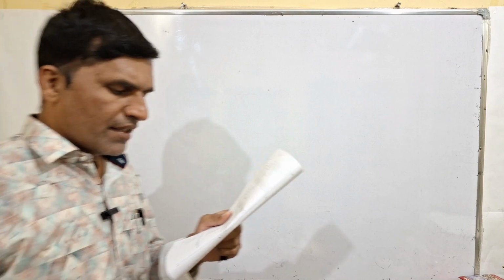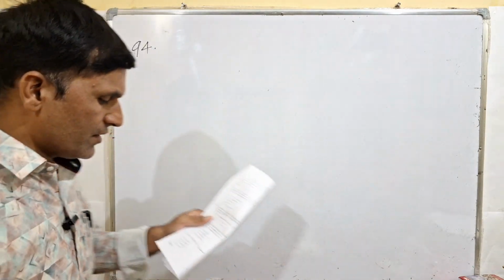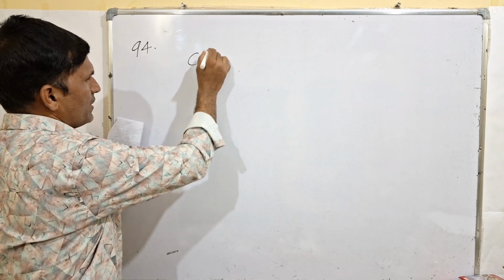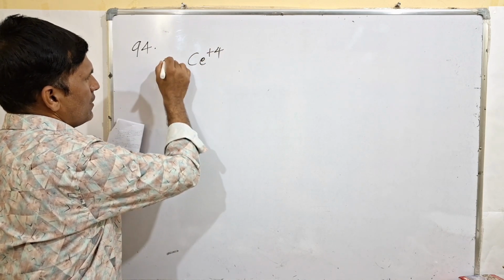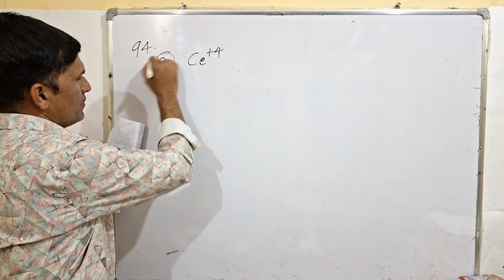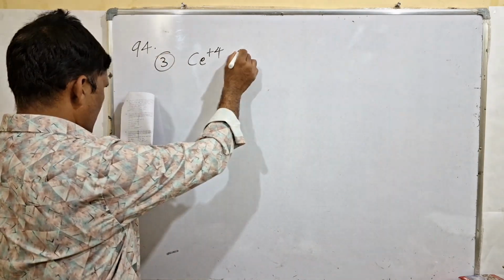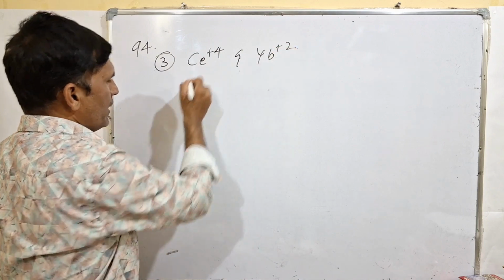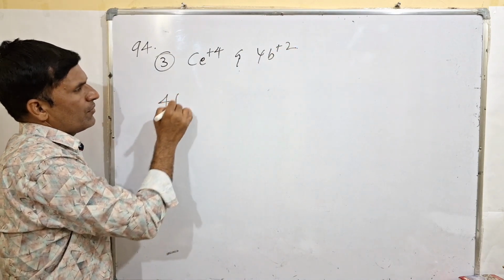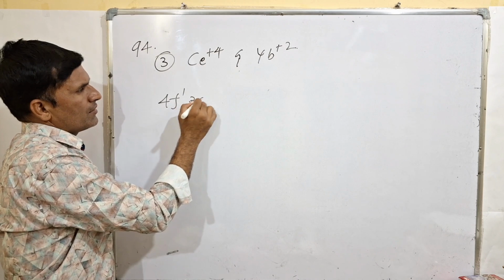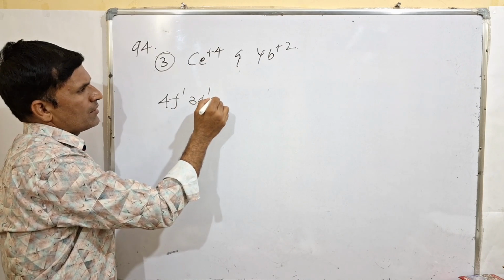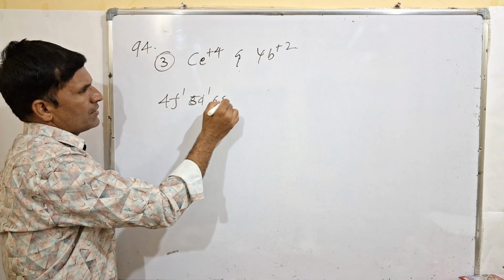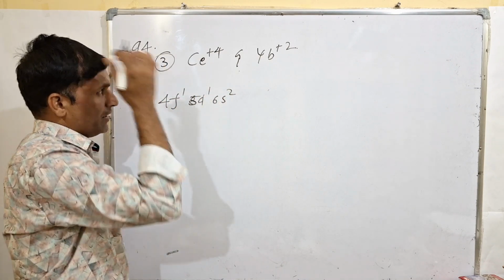A pair of lanthanide ions which are diamagnetic in nature. Okay. So different ions are given. Your right option is cerium plus 4, and ytterbium plus 2. It is the third option. Why? Cerium is having 4f1, sorry, 5d1, 6s2 as the configuration.